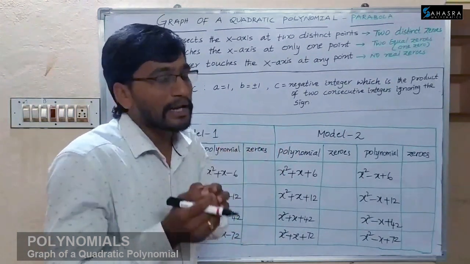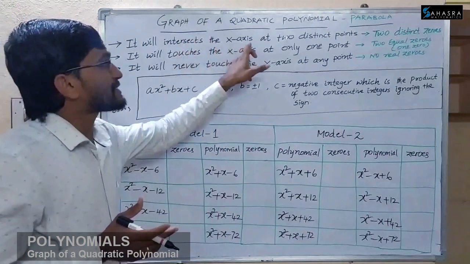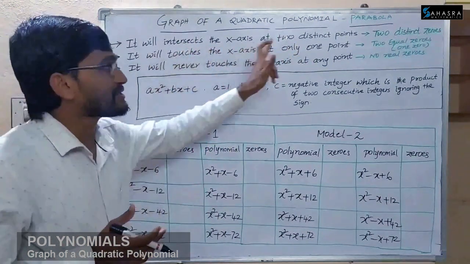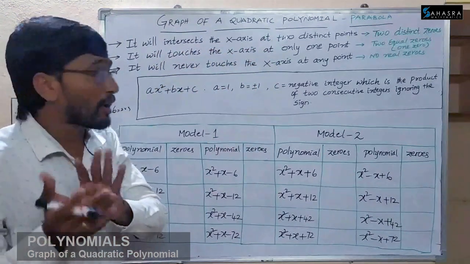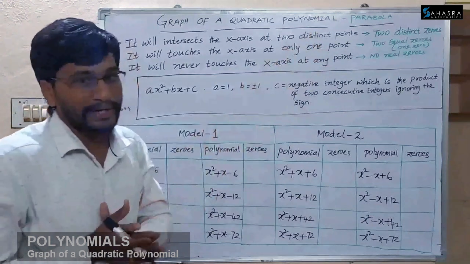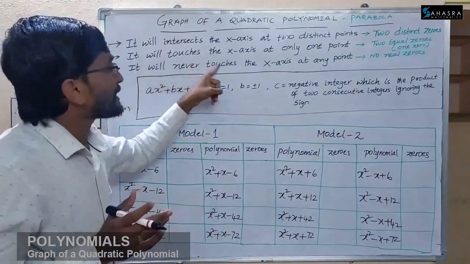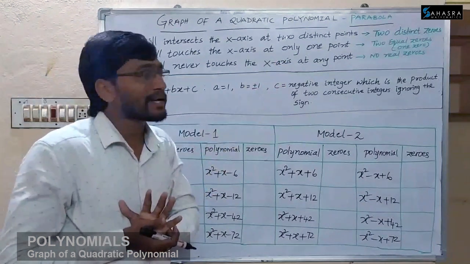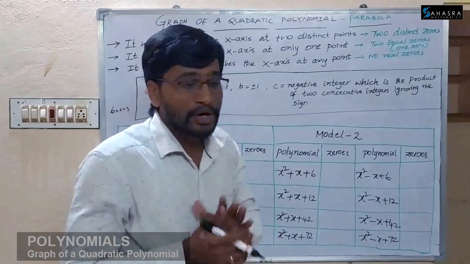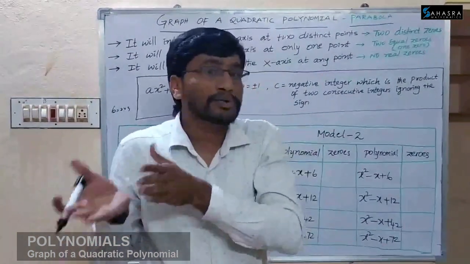If you draw a graph of the quadratic polynomial, it will intersect the x-axis at two distinct points, or it will touch the x-axis at only one point, or it will never touch the x-axis at any point. So how can we find the zeros of a quadratic polynomial through the graph?